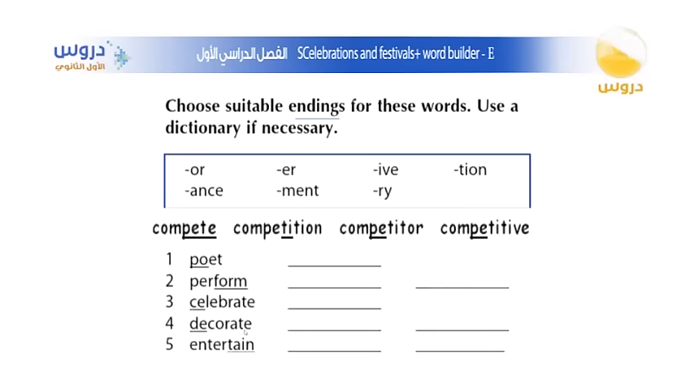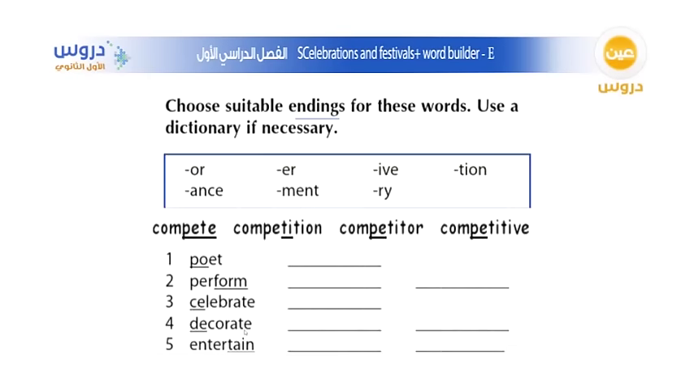Now, can you do number one? Poet. We've got poetry. Perfect. Very good. What's poet? Any idea? It's a good word. Poet is a person who writes poems. So, we've got poet and we've got poetry. Very good.